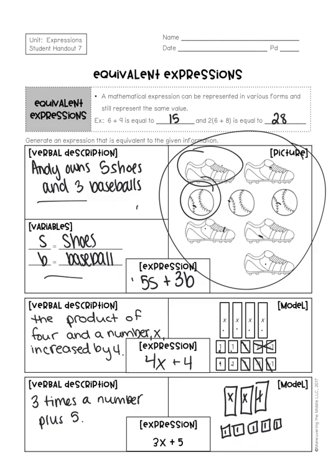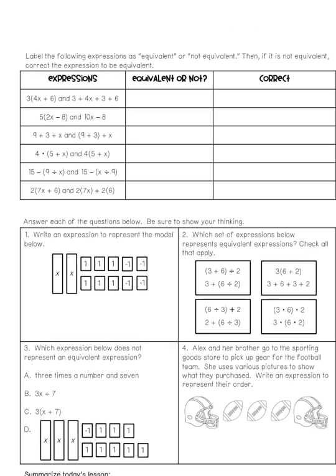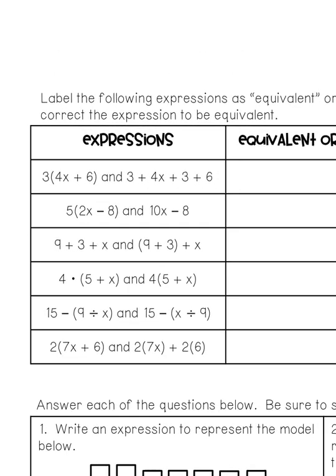All right, we're going to go to the next page and do some examples and see if these expressions are equivalent or not, based on what we've learned so far about expressions. So I have 3 times (4x plus 6). This shows me what I would do to get the distributive property, right? If I distribute this, I would have 3 times 4x, which is 12x, plus 3 times 6, which is 18, right? This shows 3 plus 4x plus 3 plus 6.